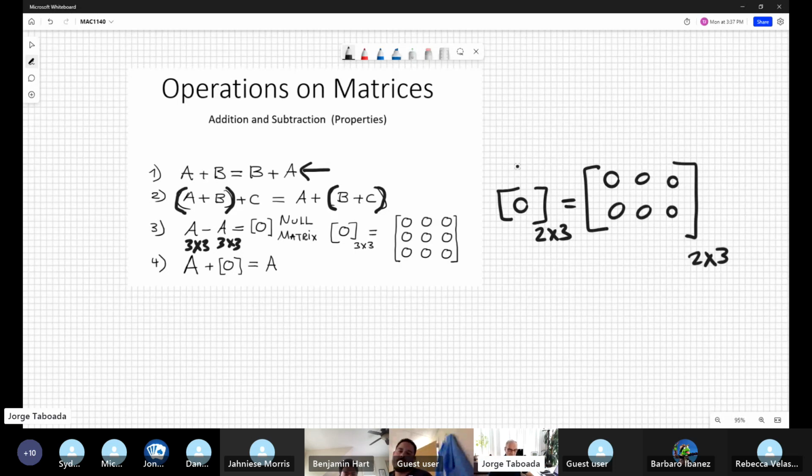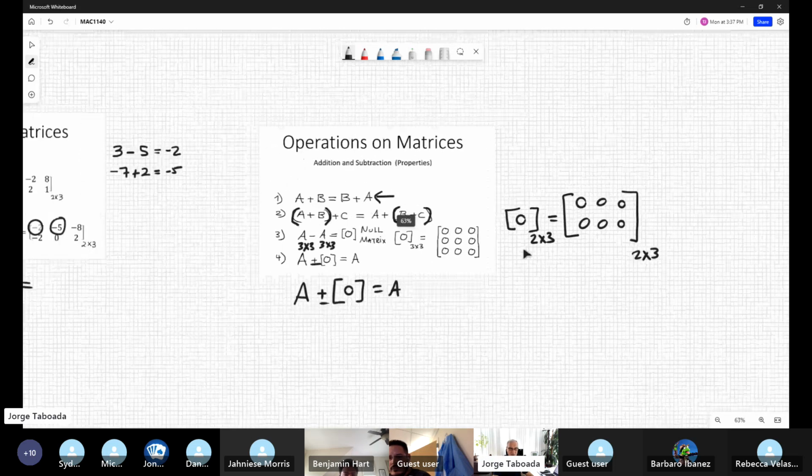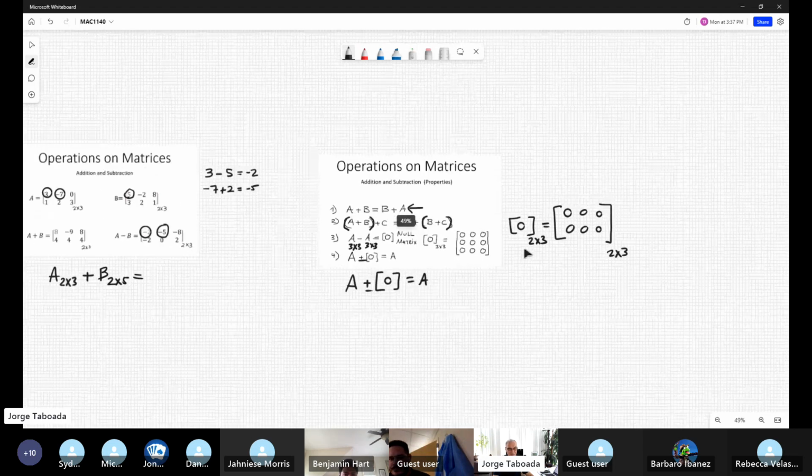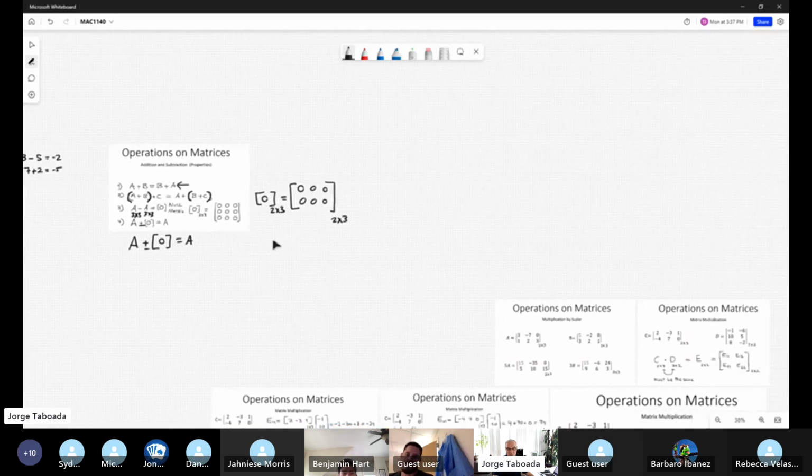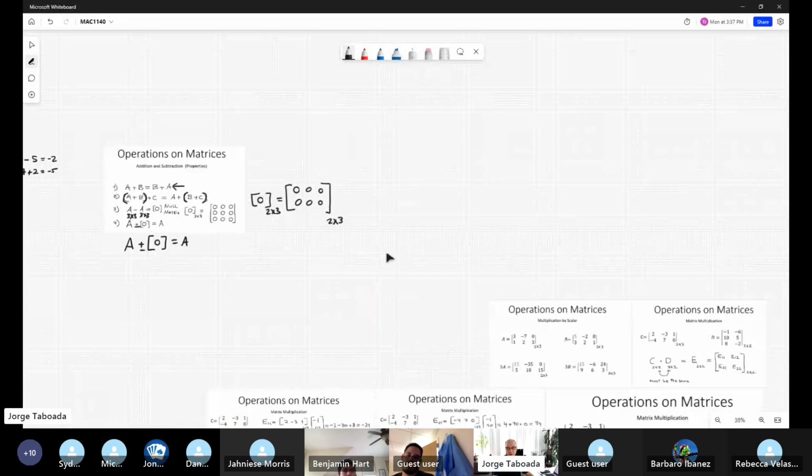And the last property is trivial. Any matrix plus the null matrix is equal to the original matrix. And subtracting is the same, I include minus also. This is trivial, but don't believe the matrix is not tricky, because when you study multiplication, you see it's not the same. Okay, everyone follow me so far? Addition, subtraction, property. Now let's move into multiplication.